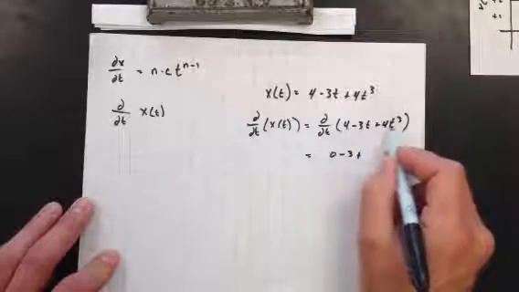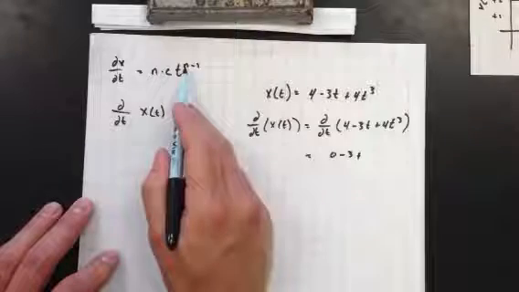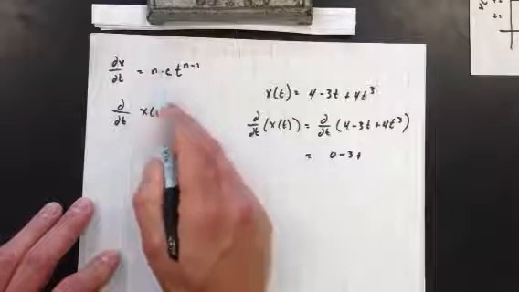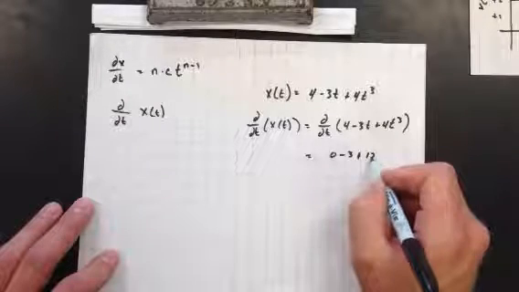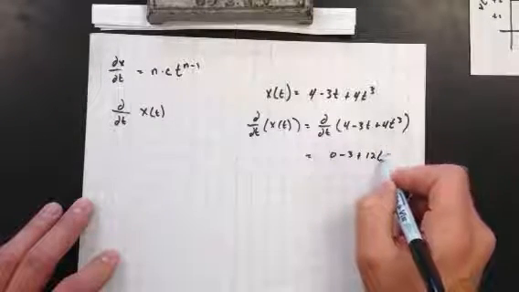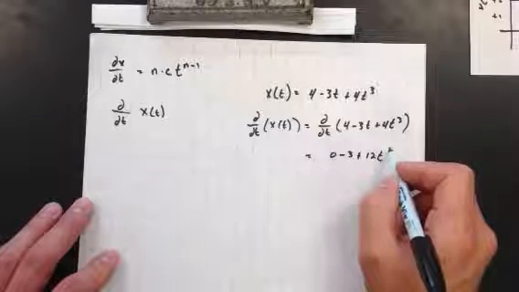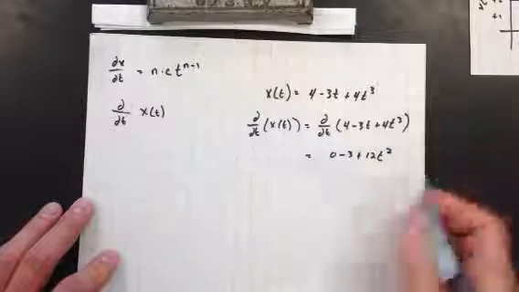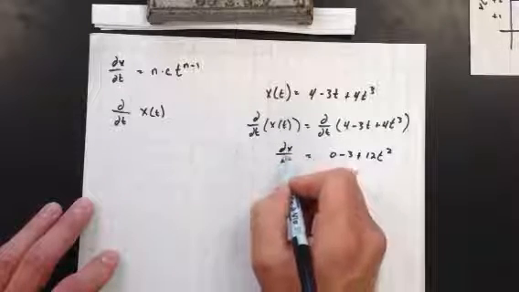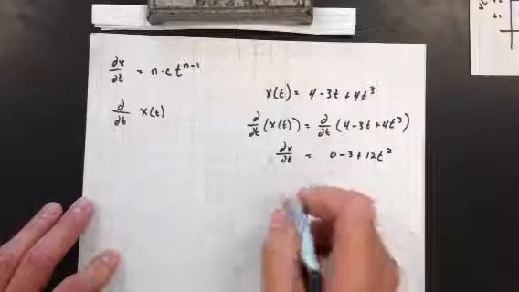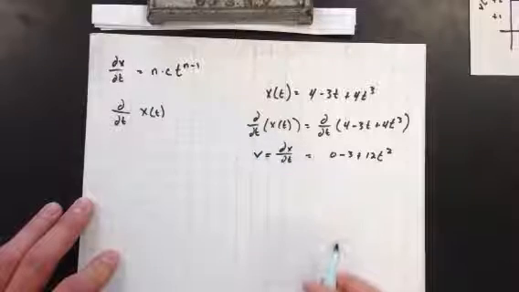Plus 4t cubed. So we have to multiply the constant by n. So our n here is 3. So it's 4 times 3, which is 12, times t to the n minus 1. So it's 3 minus 1, which is 2. So this is the derivative of x with respect to t, which is basically our velocity function.